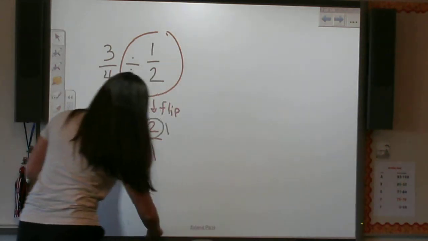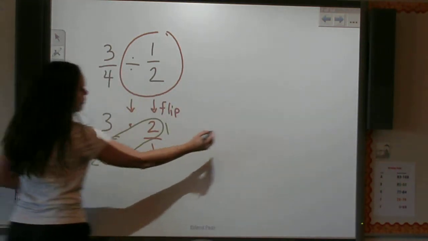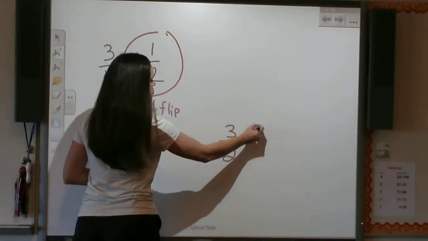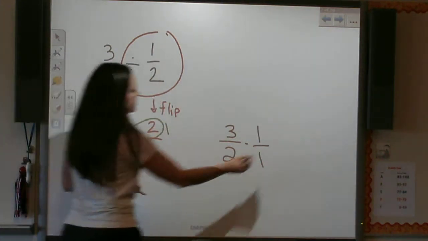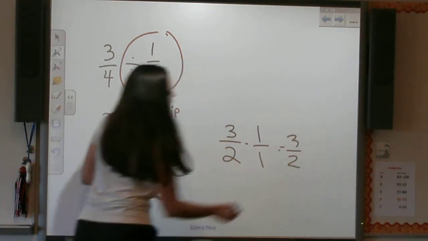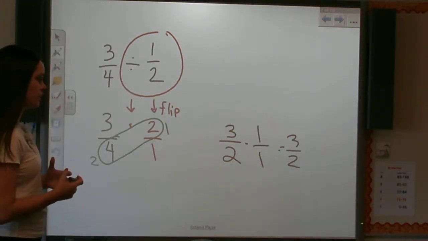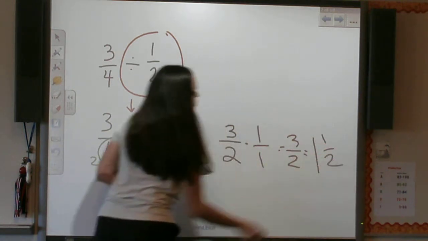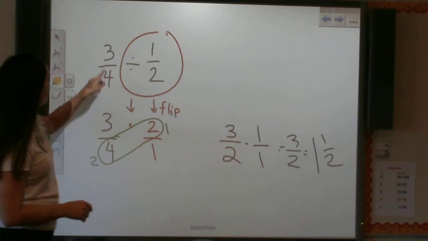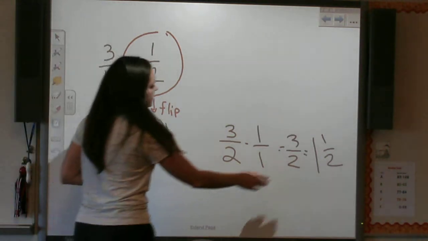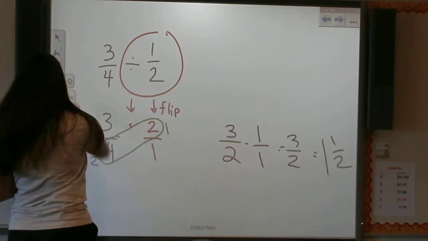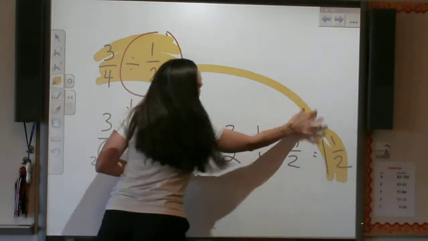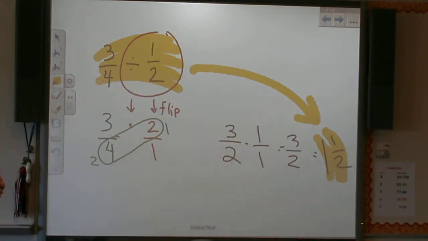So now our problem can be rewritten to be 3/2 times 1/1 to give us 3/2. And this number can be turned into a mixed fraction. 2 will go into 3 one time, with 1 left over 2. So 3/4 divided by 1/2 is equal to 1 1/2. Okay? All right, let's do another example.